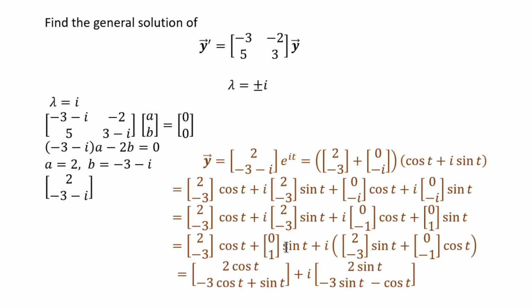Okay, we're going to put these into a single column vector by doing 2 times cosine t plus 0 times sine t, that's what I wrote here. Negative 3 times cosine t plus 1 times sine t, that's what I wrote here. Do the same thing here as well.